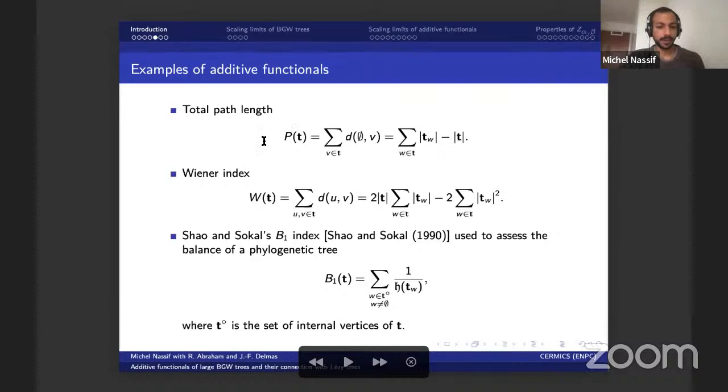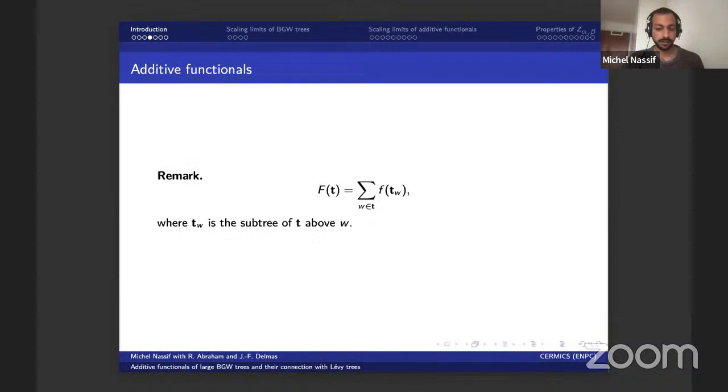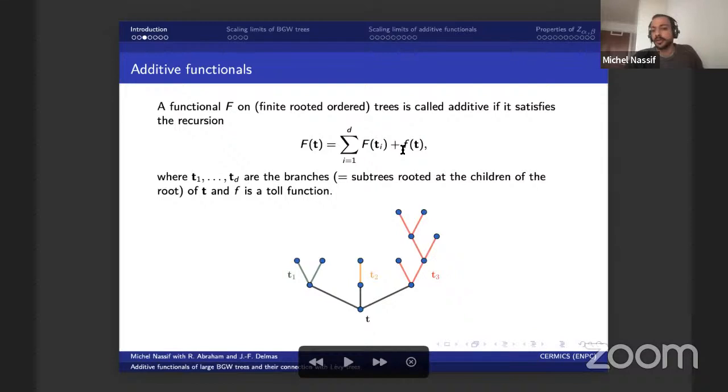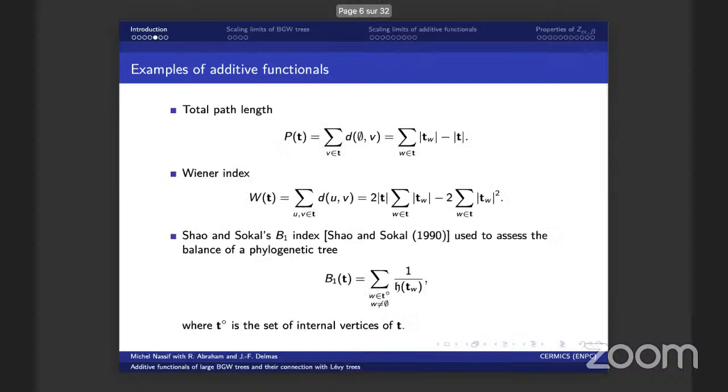Can you return to the definition of additive functional? Sure. Is it really correct that the functional is a sum of a function of the subtree at each vertex? The toll function can depend on the whole tree. It can be anything. You'll see in the remainder of the talk, I'll take a specific kind of toll function, but for the moment, it can be anything. It can depend on the whole tree. Thank you. Okay, let me go back.